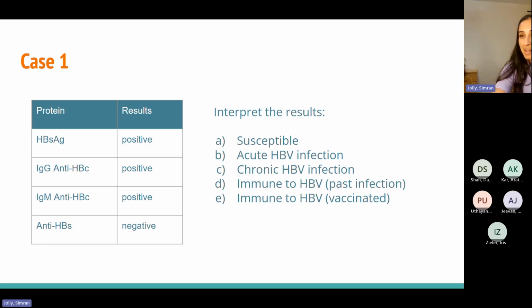We'll just talk through these. It might be a bit easier. So looking at these, there's a positive surface antigen, positive core antibodies, and a negative surface antibody. So you're likely to have an acute infection. Does anyone want me to explain this?